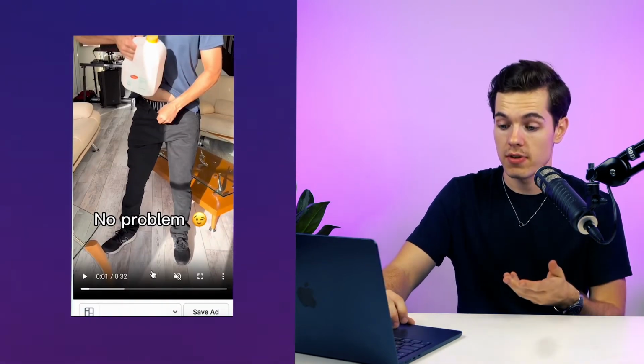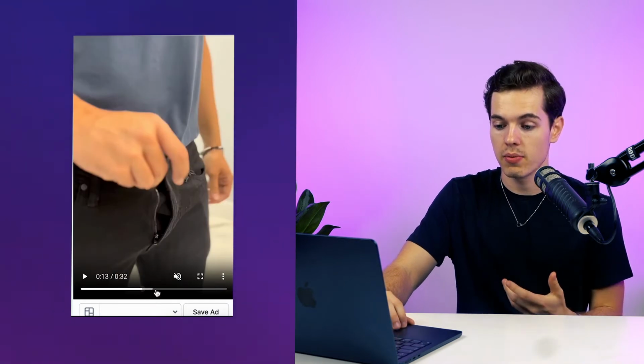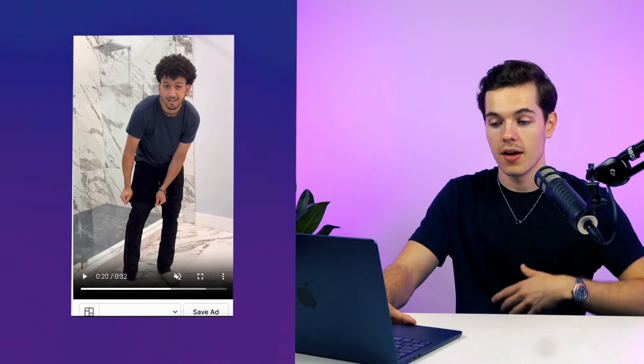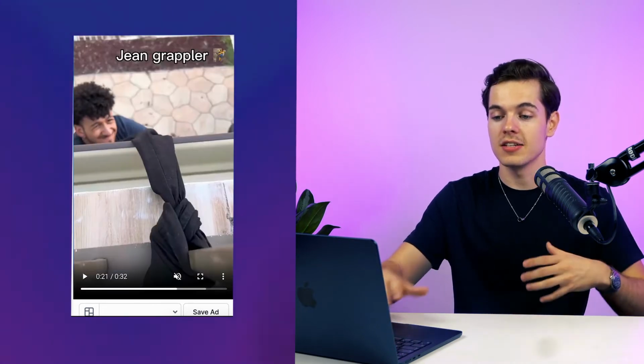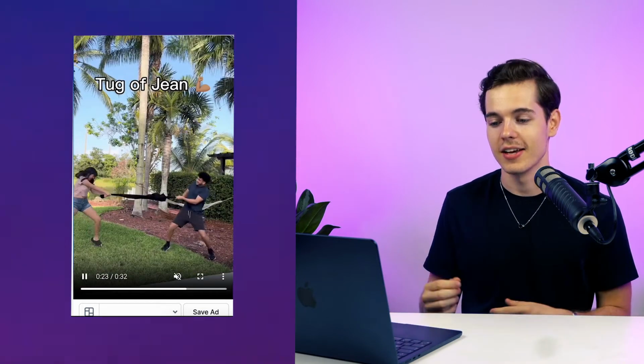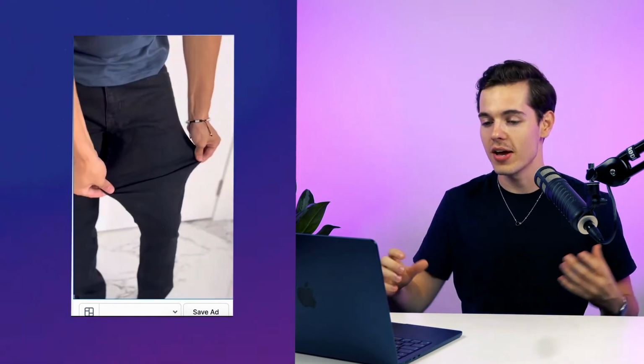And then what we actually did for the rest of the ad is we didn't just stop there. We went to exaggerate the stretch and the durability even more by saying, like, okay, here are the value props, but here's the things that you can do with them. You can grapple them as you pull up walls, you can tug of jean, you can stretch them in very weird and wonderful ways. So it's not just thinking about how am I gonna convey the value props of the product, but how can I convey the value props of the product in a way that's actually entertaining and fun for people to watch.